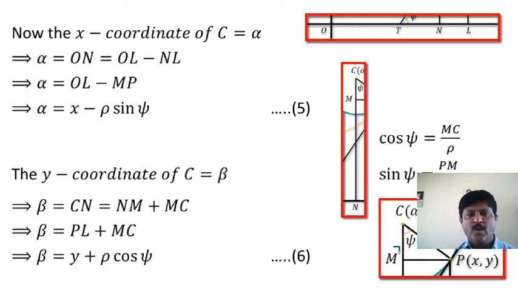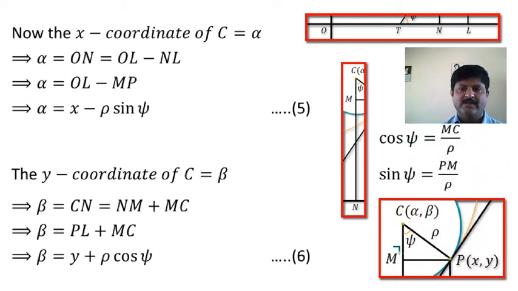Now the x coordinate of C equals alpha, that is alpha equals ON. From the figure, ON equals OL minus NL. Therefore alpha equals OL minus MP. Therefore alpha equals x minus rho sin psi, as shown in the figure, as rho sin psi. The y coordinate of C equals beta, beta equals CN, which equals NM plus MC, beta equals PL plus MC, beta equals y plus rho cos psi as shown in the figure.